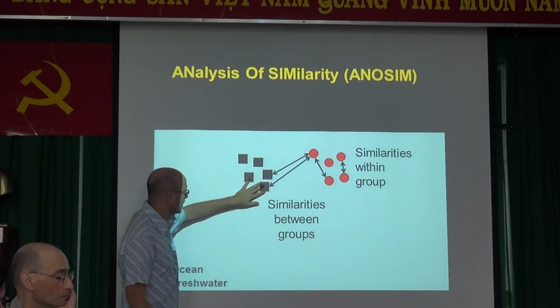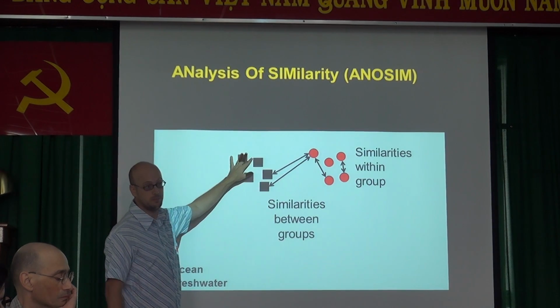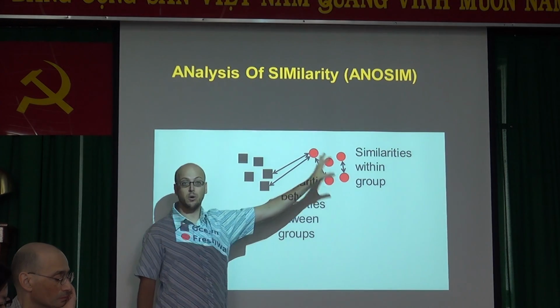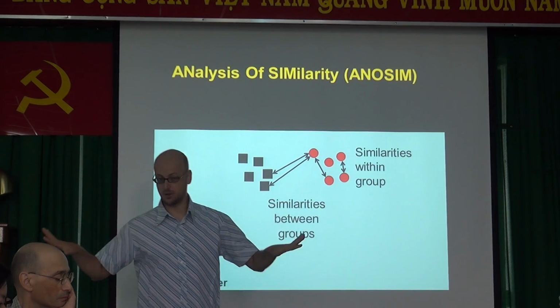Say for example, these are plots without resolvium. These are plots with a little bit of resolvium, and we want to know, do we have a difference?